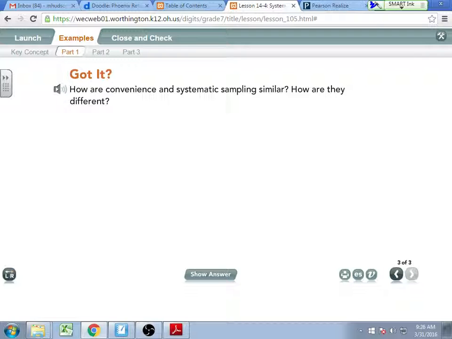How are convenience and systematic samples similar or different? You can choose whichever one you want. They're different because they're different. Obviously, different words, different methods. Is taking a convenience sample easy? Yes. Yeah, I don't have to make any choices. I just stand there and I choose every fifth or every second or every whatever. So they're the same or similar because they're both easy.